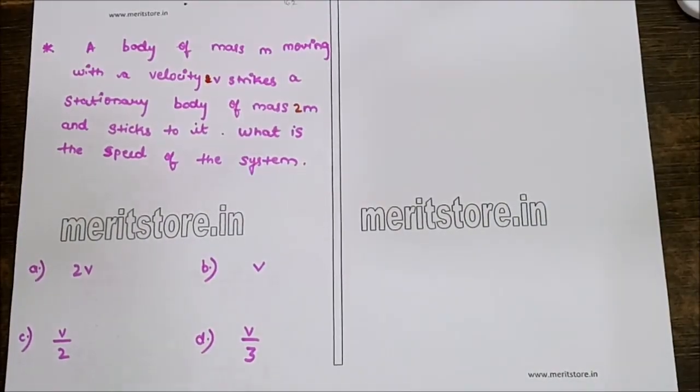A body of mass m moving with a velocity v strikes a stationary body of mass 2m and sticks to it. What is the speed of the system? The options given are 2v, v, v by 2 and v by 3.